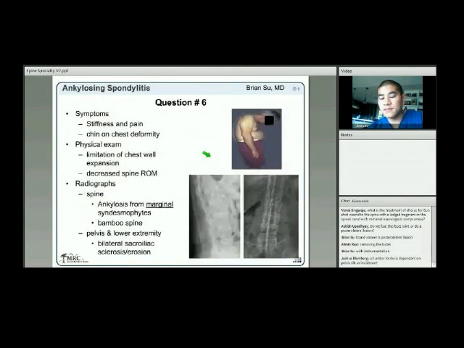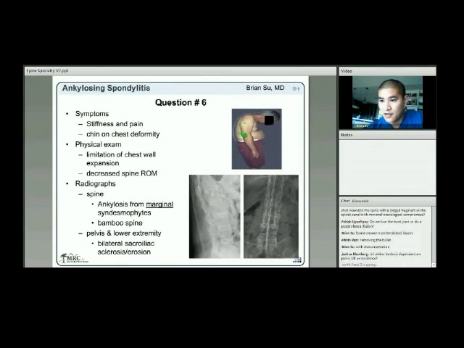The symptoms are typically stiffness and pain, and here you see somebody with the chin-on-chest deformity. This is classically how they would appear, and you will probably see this on the in-training as well, and if you see that, that's ankylosing spondylitis. Because of the ankylosis, they can have limited chest wall expansion, they can have decreased spine range of motion, and this is what I was talking about before in the radiographs on the spine. It's a very classic appearance called the bamboo spine.